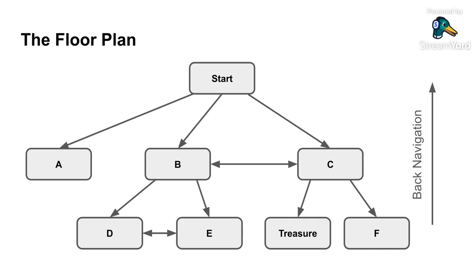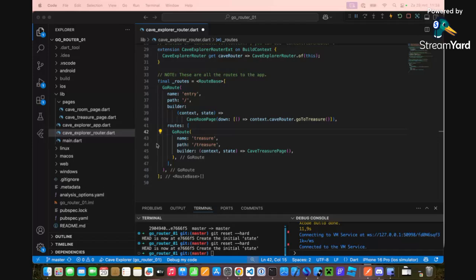So we have an entry page, the start. But let's start with creating room A. As you can see, A does not lead anywhere except go back up. So this will be a dead end. So that will be very easy for us to build as our first room. So let's take a look. Go back into the code.